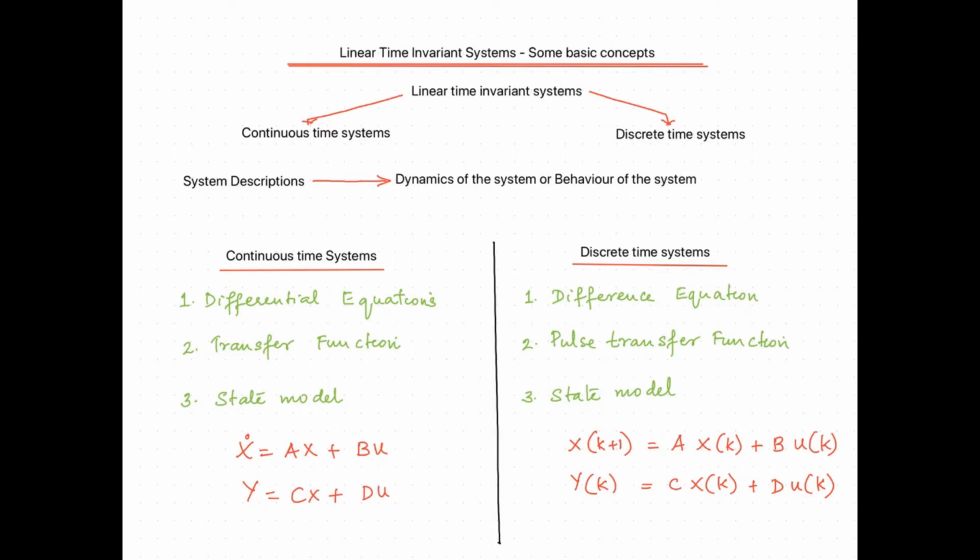We have differential equation representation, transfer function representation and state model representation for continuous time systems. And for discrete time systems, we have difference equation representation, pulse transfer function representation and state model representation. For discrete time systems, we can see that the state model representation is a function of k, where k is the sample.